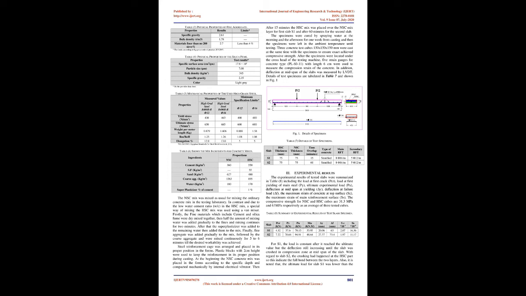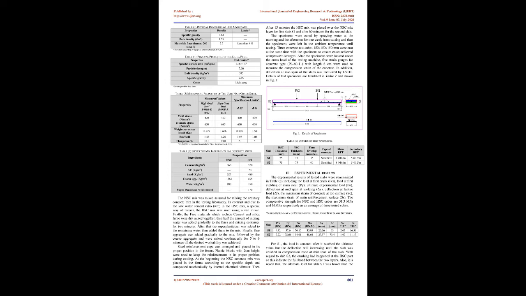The specimens were cured by spraying water in the morning and the afternoon for 1 week from casting, and then the specimens were left in ambient temperature until testing. Three concrete test cubes, 150x150x150 mm, were cast at the same time as the specimens to ensure the exact achieved compressive strength. After the specimens were located under the crosshead of the testing machine, 5 strain gauges for concrete, type PL60-11, with a length of 6 cm, were used to measure the compression strain of the concrete. In addition, deflection at midspan of the slabs was measured by LVDT. Details of the test specimens are tabulated in Table 7 and shown in Fig 1.